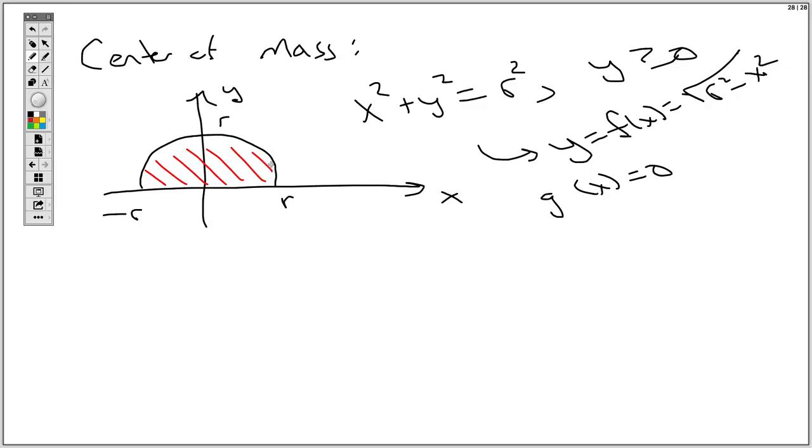Now, if you think about it, if I gave you half a disk like this, we should, in a uniform density. So we're going to assume the density here is a constant.